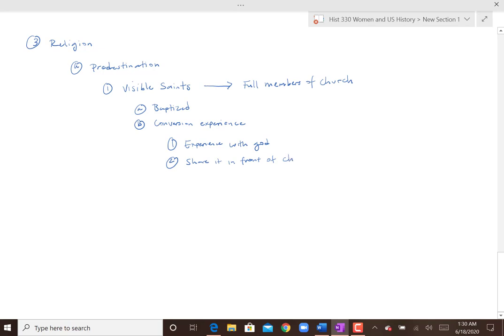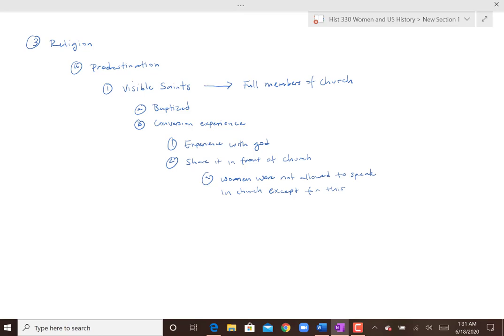Now, what's interesting is that women were not allowed to speak publicly in church except for their conversion experience. So here is where practically women were not equal. Women were not allowed to speak in church except for this. So yes, you're equal spiritually, but you're also not allowed to actually speak in front of church.